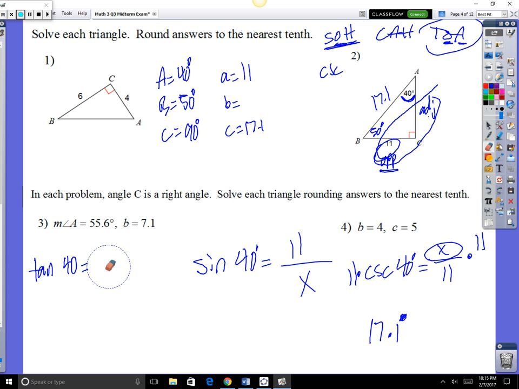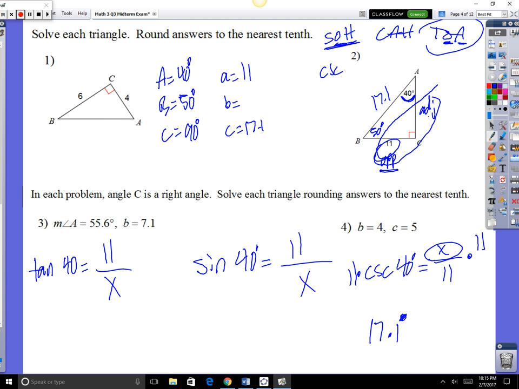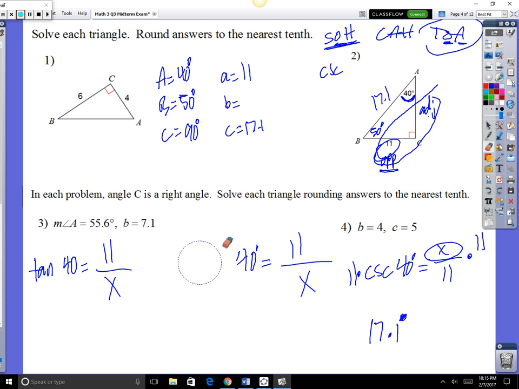So I think this is going to suck. So opposite is on top. That's 11. Adjacent is on bottom. That's x. Okay, now this time we could do cotangent instead, and that'll flip that upside down, but let's work one out where x is on the bottom. I'll show you it sucks.